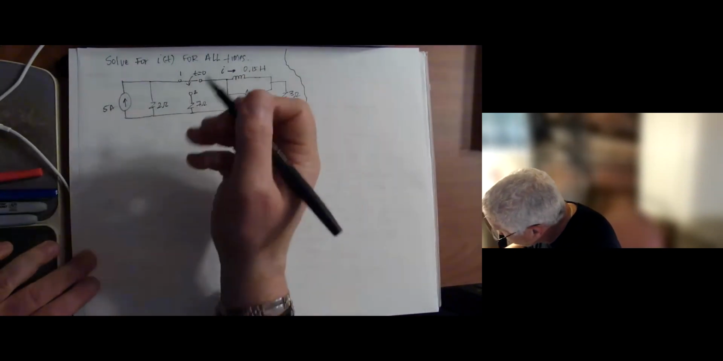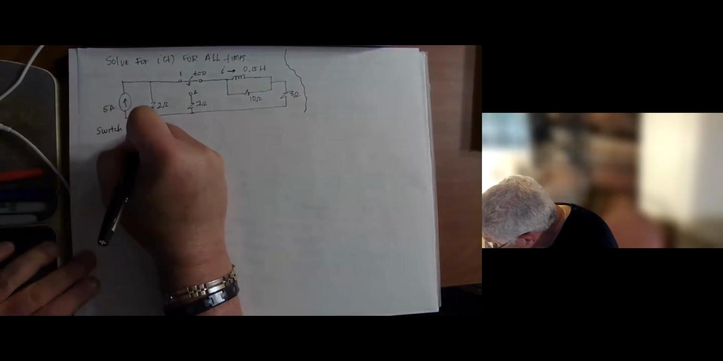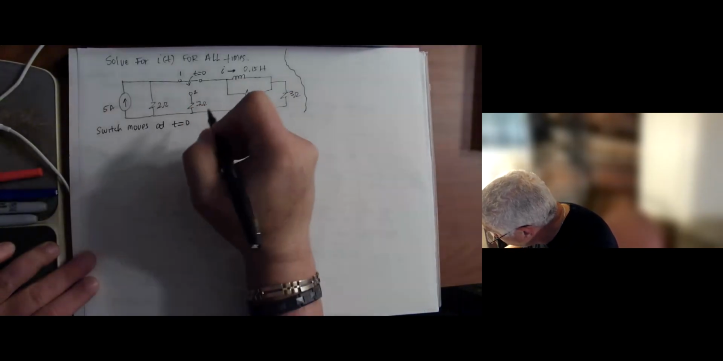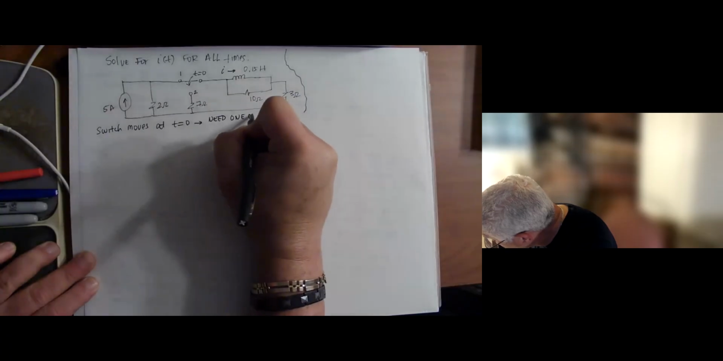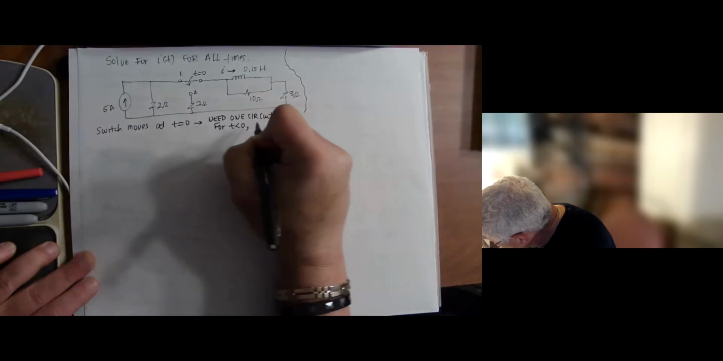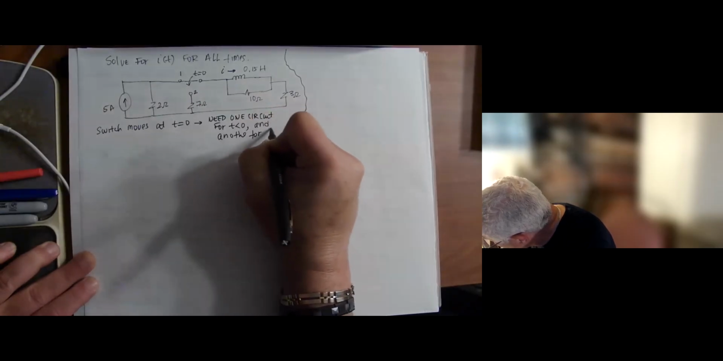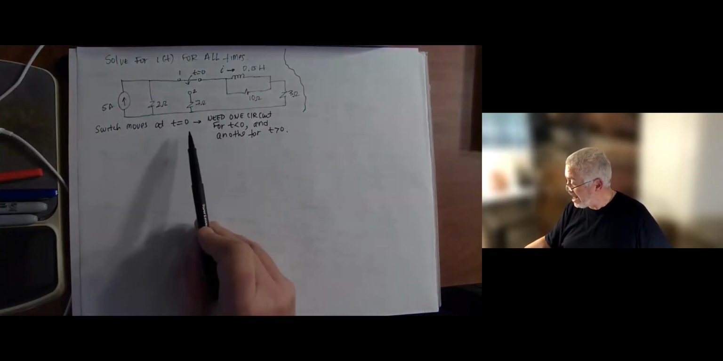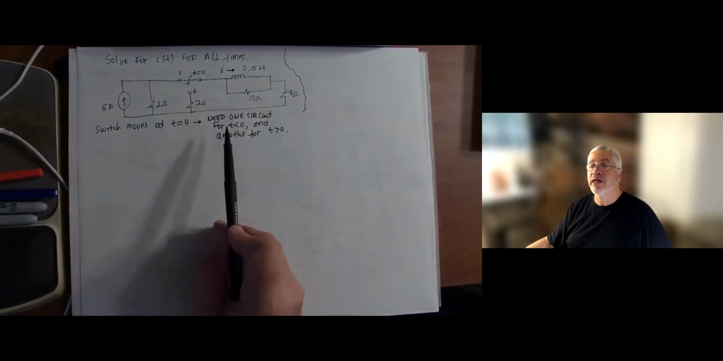So we recognize, again, the switch moves at t equals 0. That means we need one circuit for t less than 0, and another for t greater than 0. That's the first thing I want you to notice here: because of that switch change, we have two different circuits. The circuits are not the same.